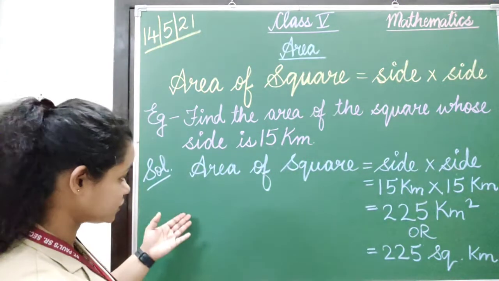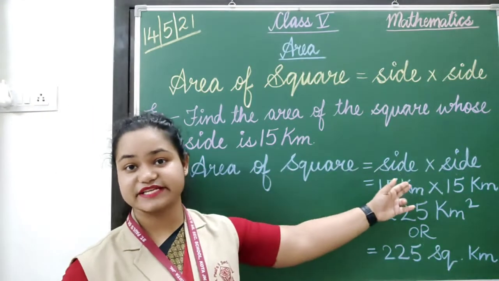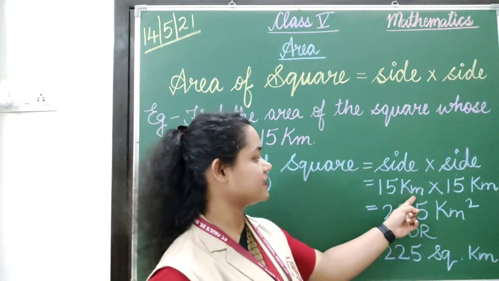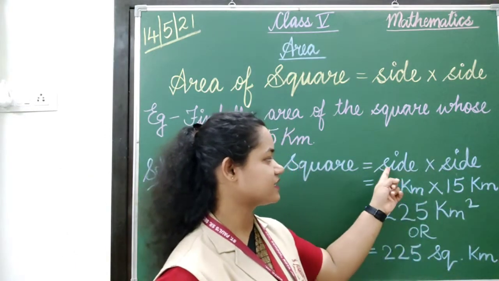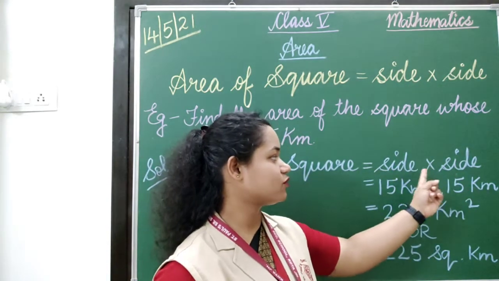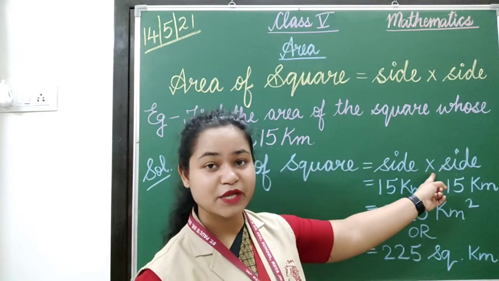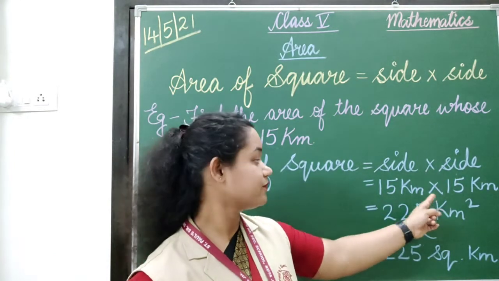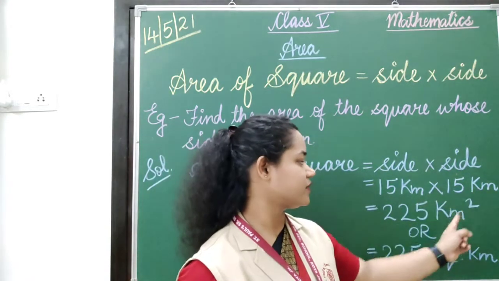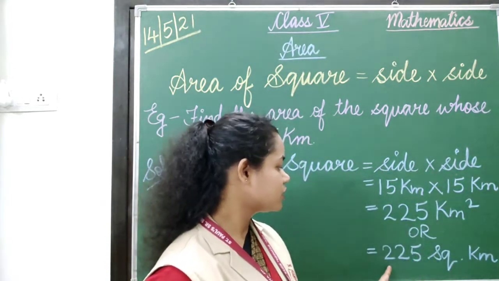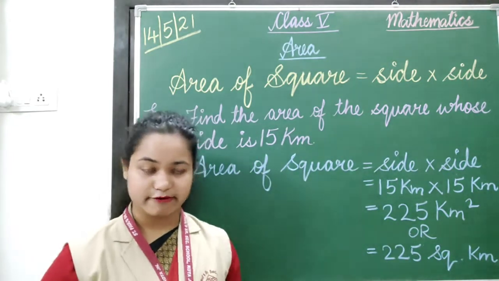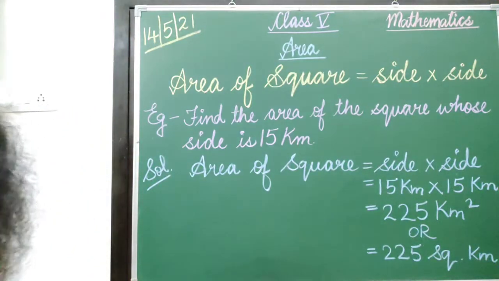So area of the square is equals to side into side. Side is given to us 15 kilometers. So 15 kilometers multiplied by 15 kilometers. Here instead of side I have put the value. Here also same. Between both the sides what is there? A multiplication sign. So I have put the multiplication sign here. Then 15 into 15 is 225. Kilometer into kilometer is kilometer square, or 225 square kilometers. Understood? Alright, copy this down please.